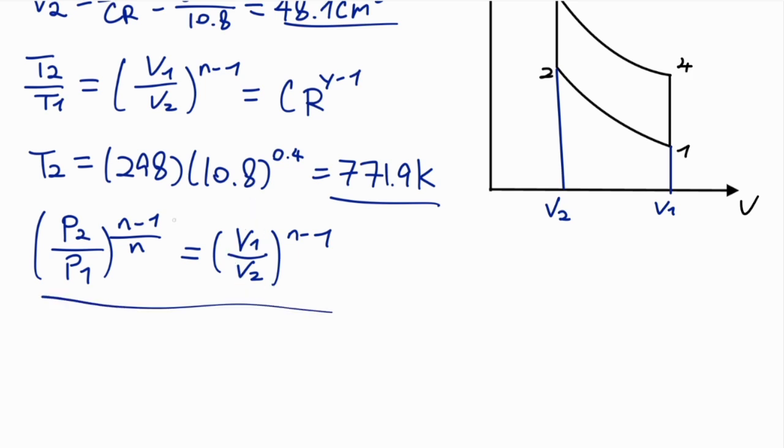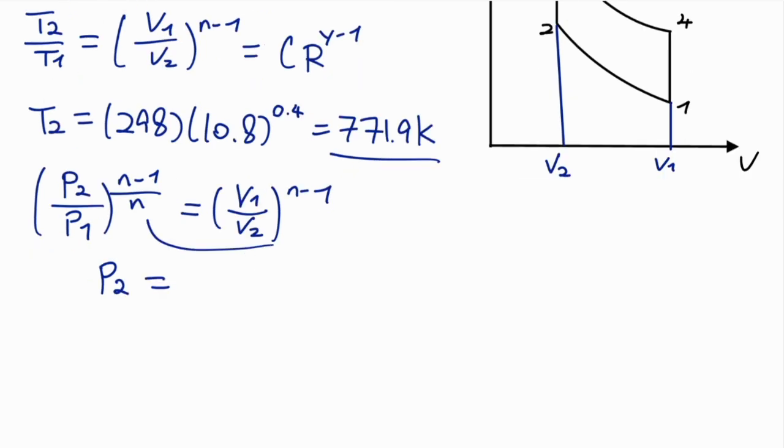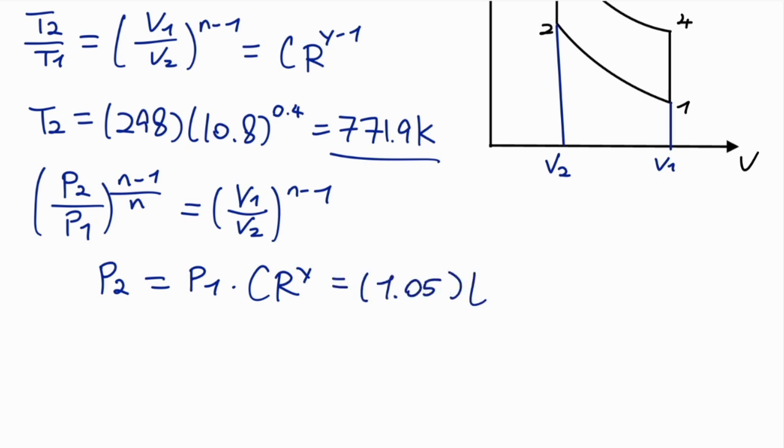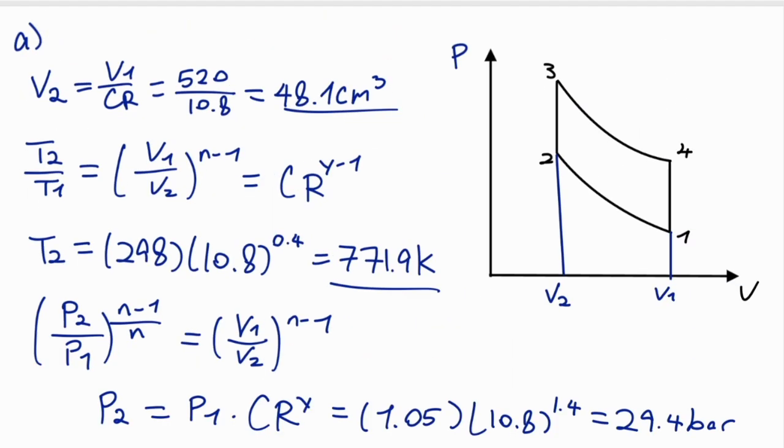And secondly, make sure you memorize these equations, okay? These are very, very important. If they're not given to you in some sort of formulary, make sure you can memorize them. If we move the exponent over to the other side and change n for gamma, we get P2 is equal to P1 times the compression ratio to the power of gamma. And this is going to equal 1.05, which was given, times 10.8 to the power of 1.4. This gives us 29.4 bars. P2 greater than P1, well, it went through a compressor, so yes, that makes sense.